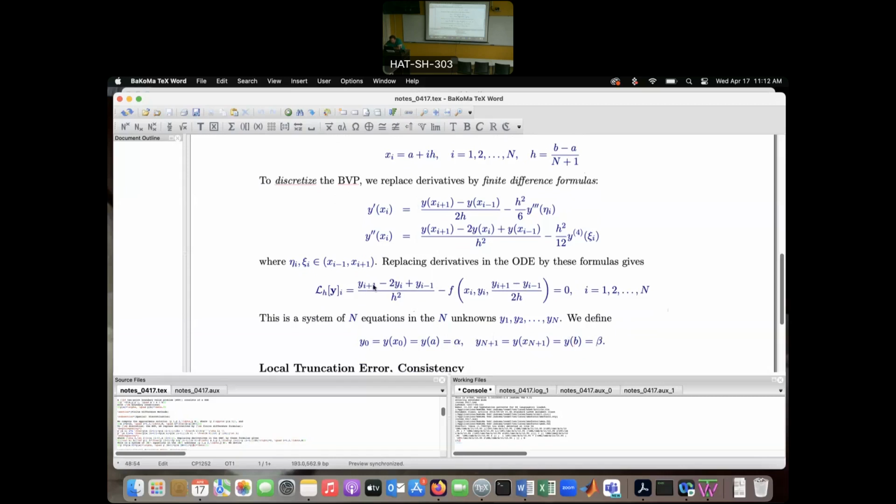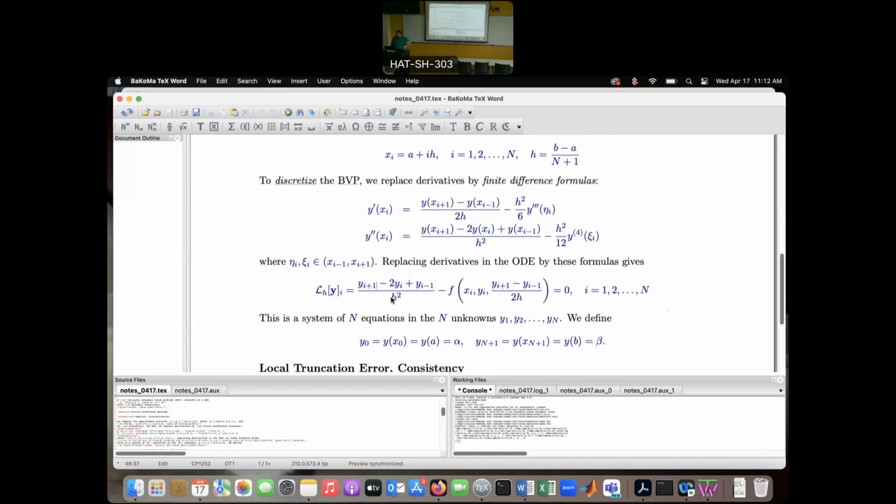So if we go back up here where i is equal to 1, we have y2 minus 2y1 plus y0, which is alpha. So we really would just fill in the value of alpha up here and also over here. Similarly, when i is equal to capital N, here we have y_{n+1}, but that's just beta, so the value of beta would be filled in. So the boundary values are filled into the system of equations wherever y0 and y_{n+1} appear. So it still really is a system of n equations and only n unknowns.